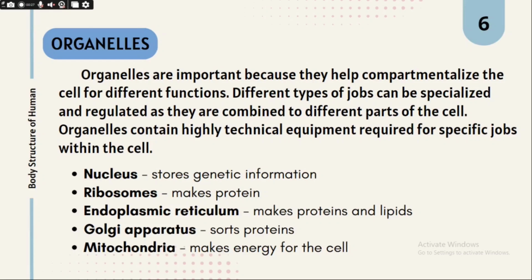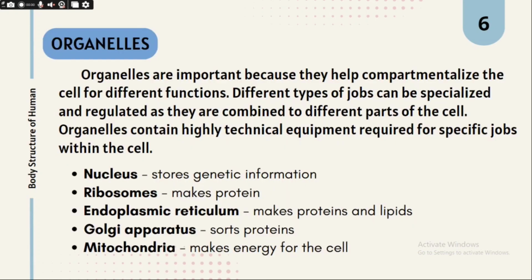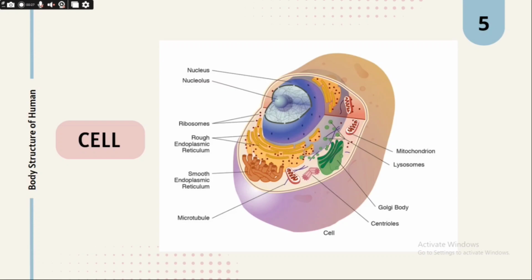Another one is ribosomes. Ribosomes make protein. So bakit nga ba important ang protein sa body ng isang human? So protein helps repair and build body tissues and coordinates bodily functions.